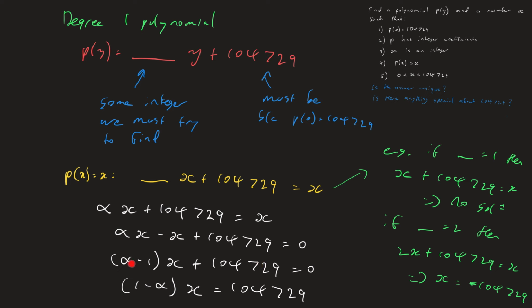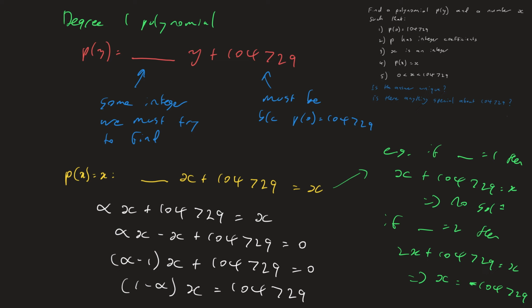And then I've done two things here. I have moved this to the other side where it would become negative 104729. And then for convenience, I've multiplied both sides by negative 1. So this now becomes positive here. And if I multiply alpha minus 1 by negative 1, it flips it around to be 1 minus alpha. Indeed, negative 1 times alpha is negative alpha, and negative 1 times negative 1 is 1.